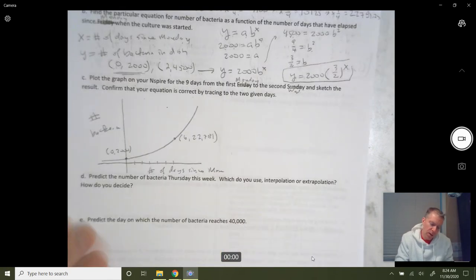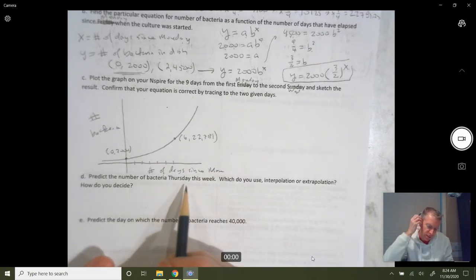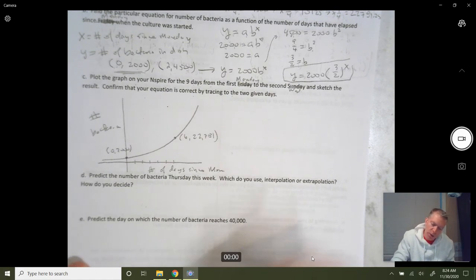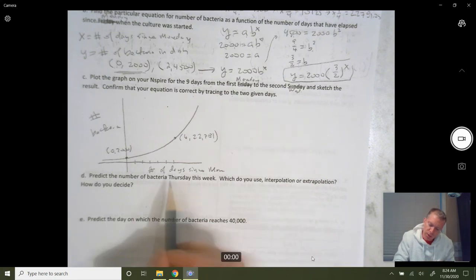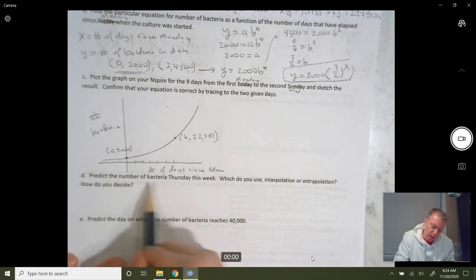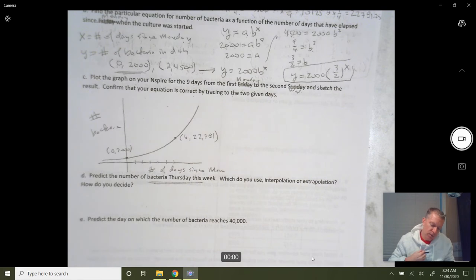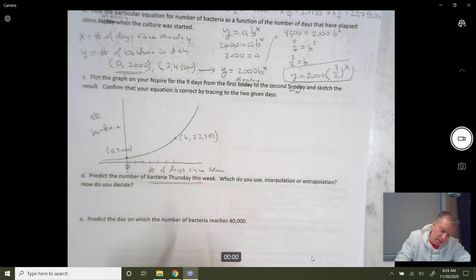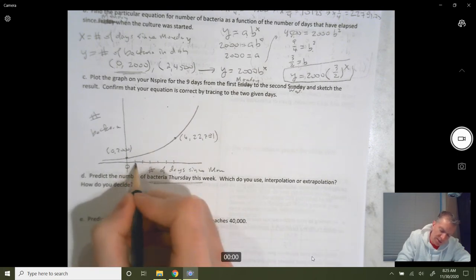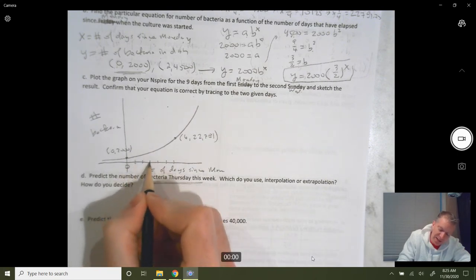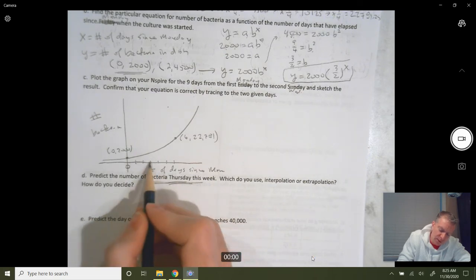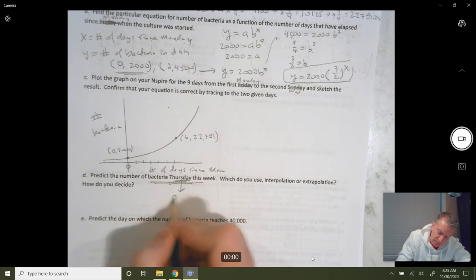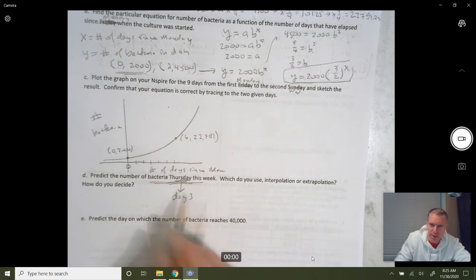Okay. Predict the number of bacteria Thursday this week. Which to use, interpolation or we're actually just going to use the actual equation. Okay, so Thursday of this week. Day 0 was Monday, and I think these days are messed up. So that's going to be Monday, Tuesday, Wednesday, Thursday. If I want to find the actual Thursday of the first week, that's day 3. Okay, I know the days got a little messed up.